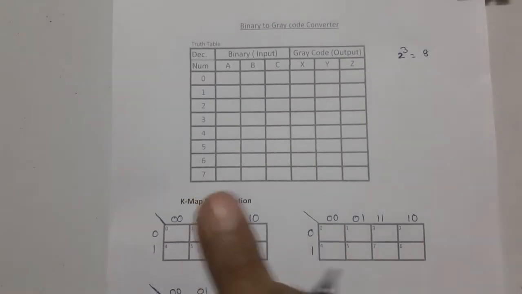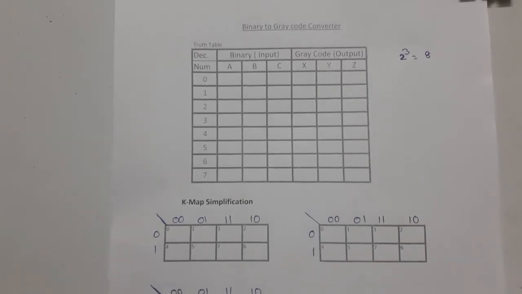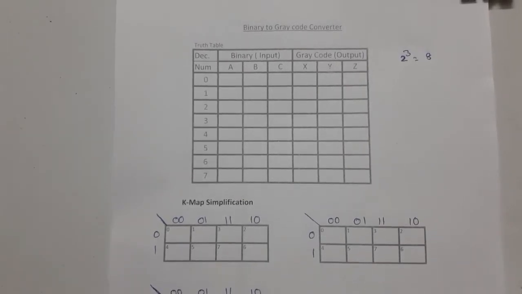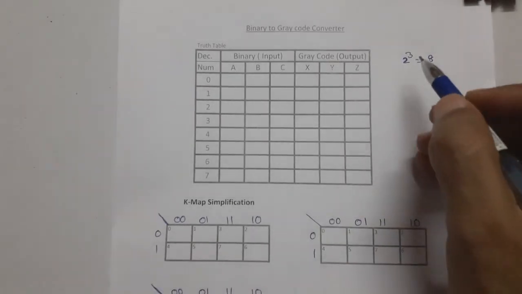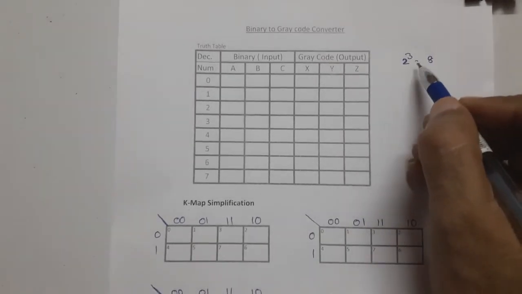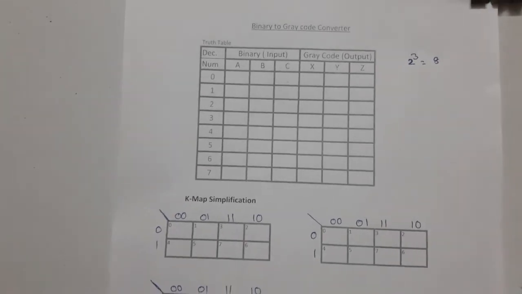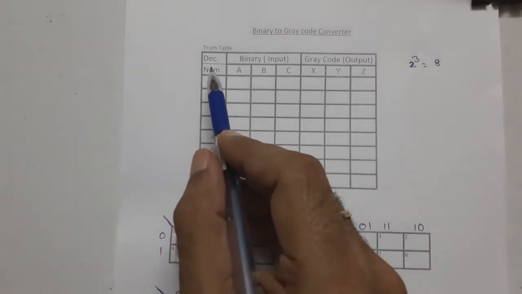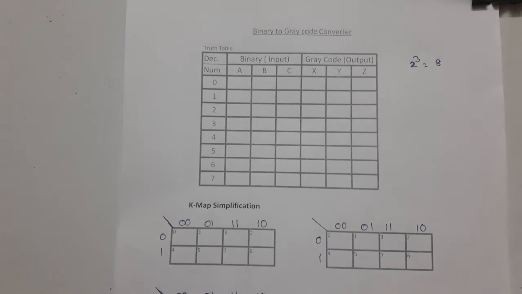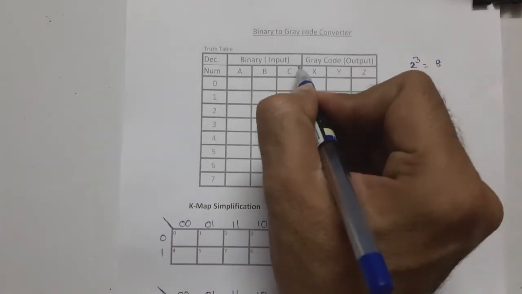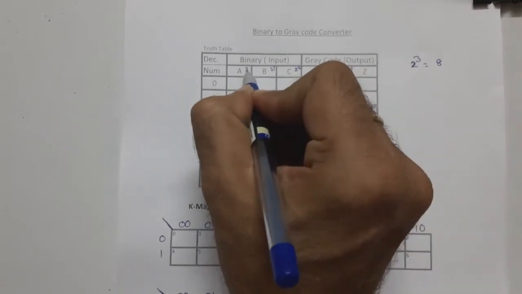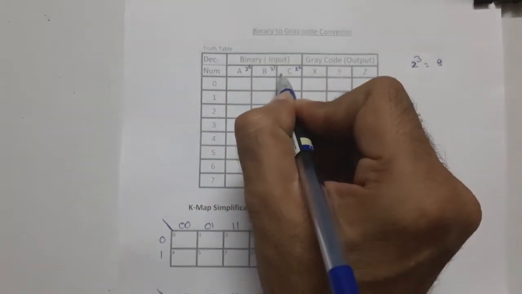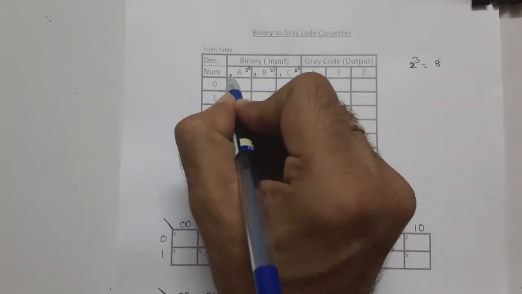Now to convert a binary to gray code, I consider a 3-bit binary number. For a 3-bit binary number, the possible combinations are 2 to the power of 3, which are 8. So here I consider the decimal numbers 0 to 7. And here this is nothing but 2 to the power of 0, 2 to the power of 1, 2 to the power of 2. Nothing but this is 1, 2 and 4.